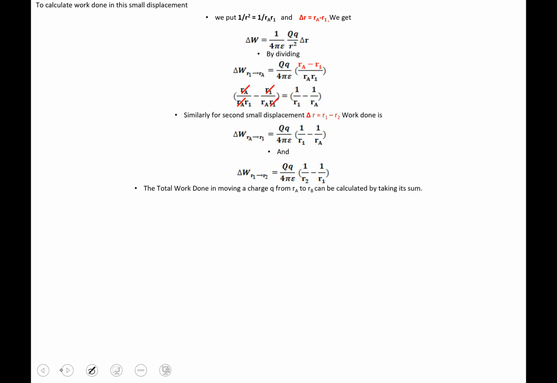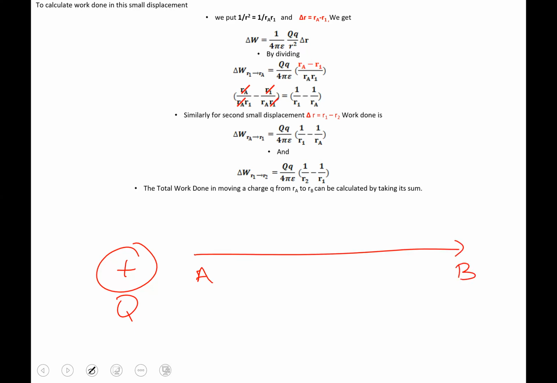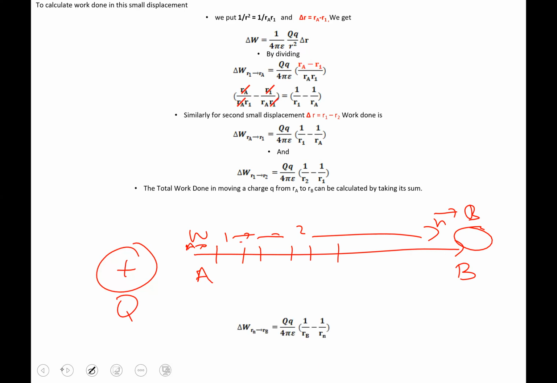So the total work done in moving the charge from point A to B. Now we have considered that this is a test charge q and an isolated charge Q, and we have to move from point A to point B, which is over here. So we have done work from A to 1, then from 1 to 2, then 3, 4, until nth, and then from n to B we have to do the work. So this is the equation from n to B, the last one.